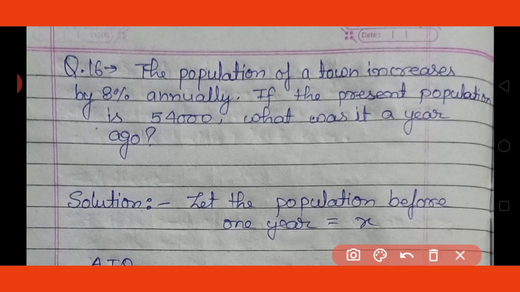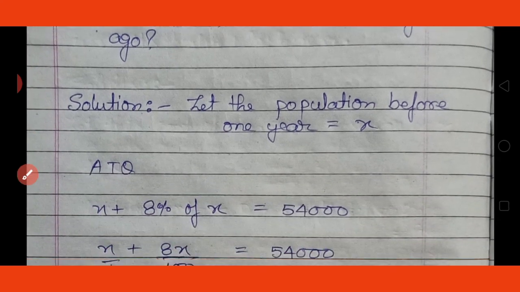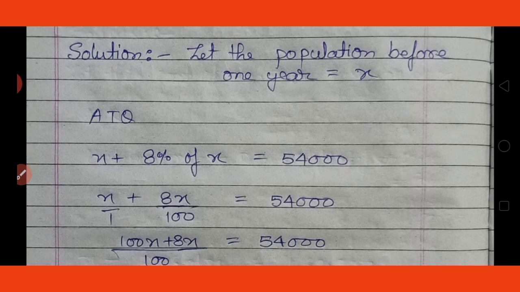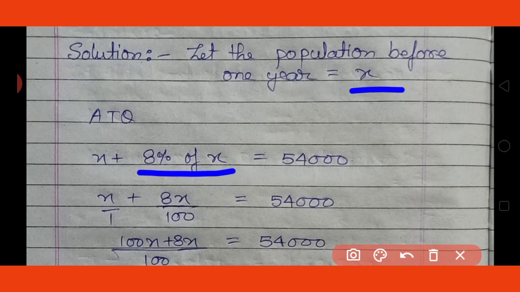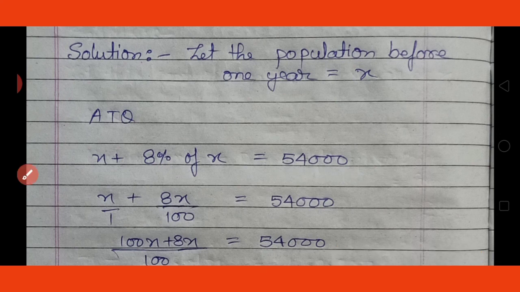Next step, we don't know what was the total population 1 year ago, so we will assume x. So x was the total population 1 year before, and it is telling that 8% per year it is increasing. Whose 8%? Means the total population of the town will increase 8% annually. So it will increase 8% of x. So we will write x plus 8% of x is equal to 54,000, the present population.